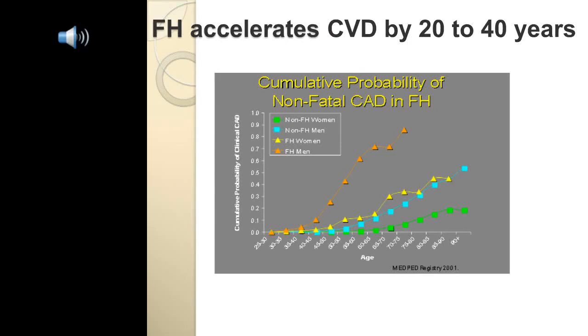Just to confirm the argument that this condition accelerates cardiovascular disease by around about 20 to 40 years, if we compare men with and without FH, you can see that on the horizontal axis they're separated by around about 20 to 40 years, and the same is true of women with and without familial hypercholesterolemia, again separated by 20 to 40 years.